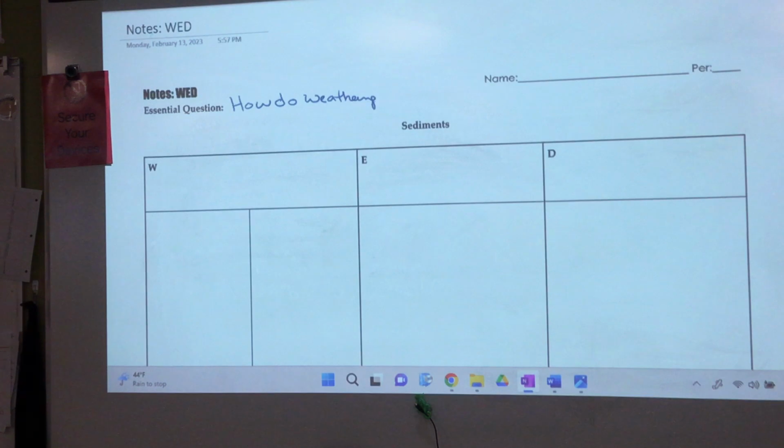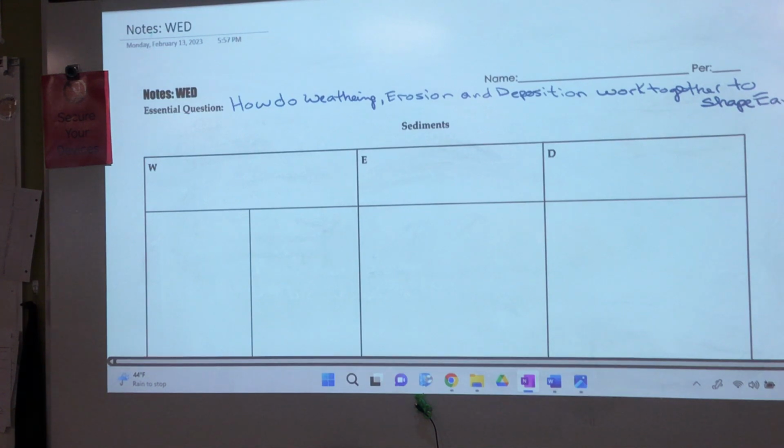Weathering, erosion, and deposition. You can just say work together if you want. It's at the bottom in the circle, because that brings you back again to shape earth. This gives us a focus when we start as far as what we are doing.